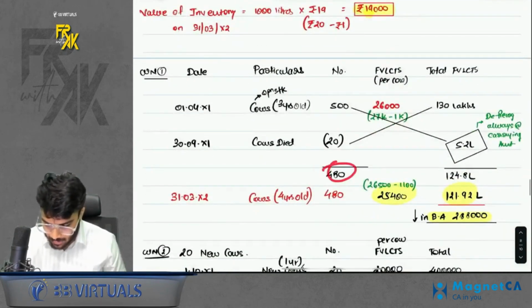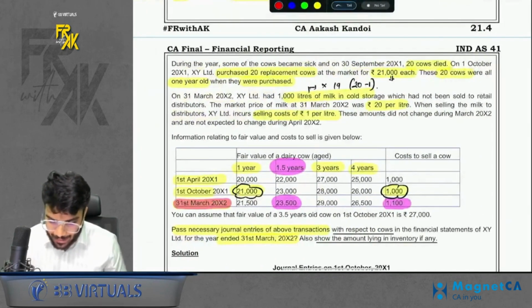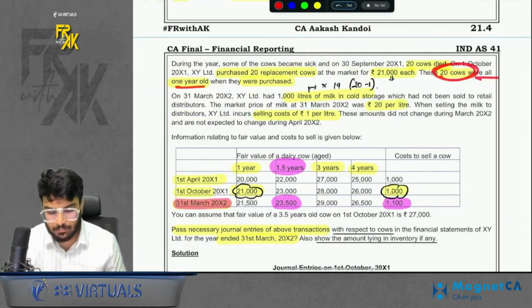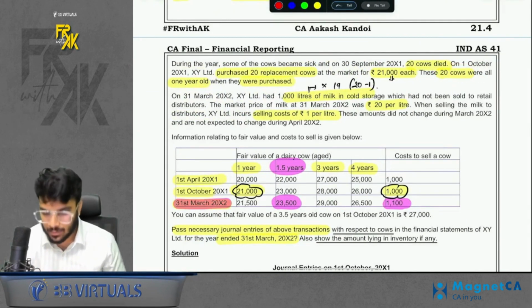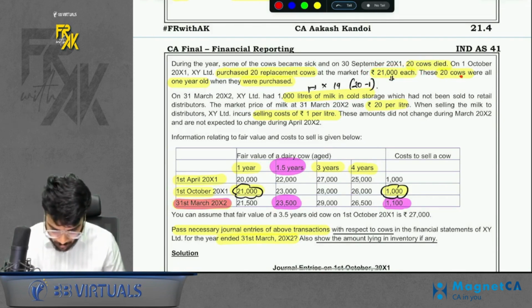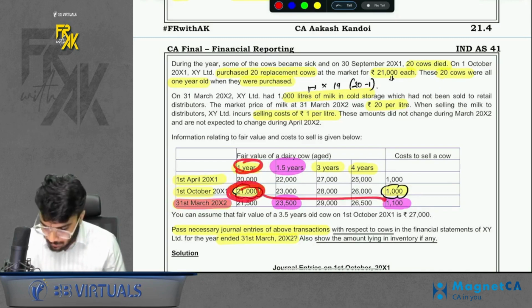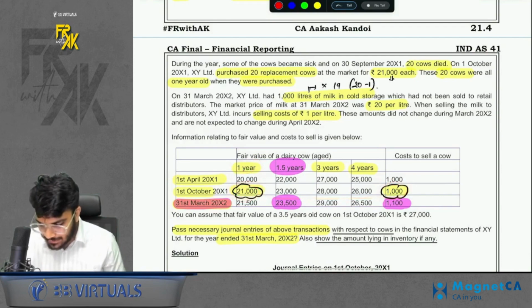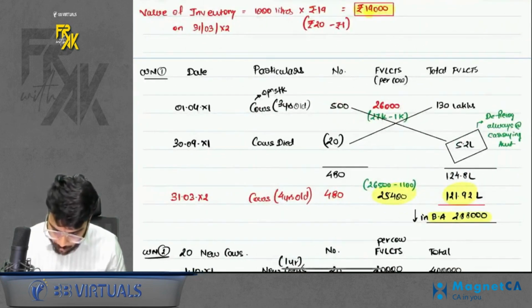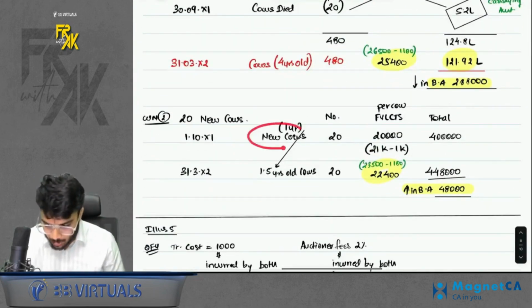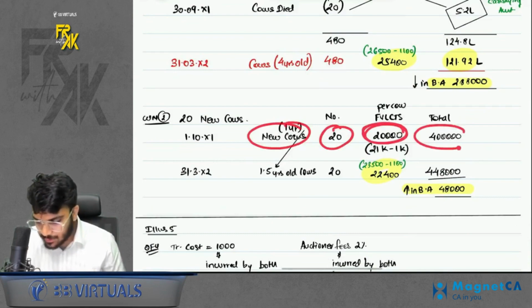480 cows remain. Now what they did was, they bought additional 20 cows which were 1 year old. Because 20 cows died, they bought new 20 cows 1 year old. So record them now. What is the value? So they bought for 21,000. They bought for 21,000, but you have to record at FVL CTS. You can check the FVL CTS below. 1 year old on 1st October. 21,000 is the fair value, but cost to sell is 1,000. So FVL CTS is 20,000. So when you pass the entry, you can record like this. Prepare a table. 20 cows, FVL CTS 20,000, total 4 lakhs.